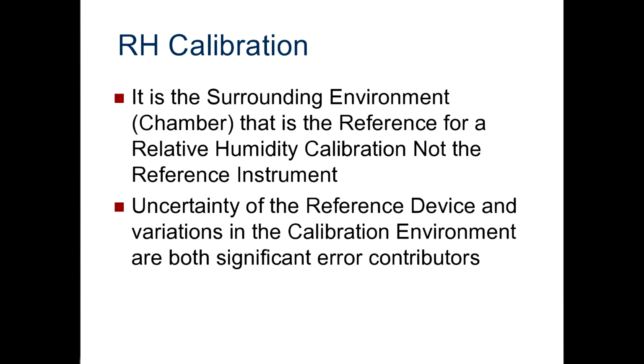It's important to understand that in humidity calibration, it's the surrounding environment that is the reference for the device that's being calibrated. Unlike a voltmeter, for example, where there's a direct connection to a device, in this case, it's the environment that must be measured in order to know what the true and accurate calibration environment is. Uncertainty of the reference device as well as the calibration environment, typically a chamber, must be taken into account, and they can both be significant error contributors.